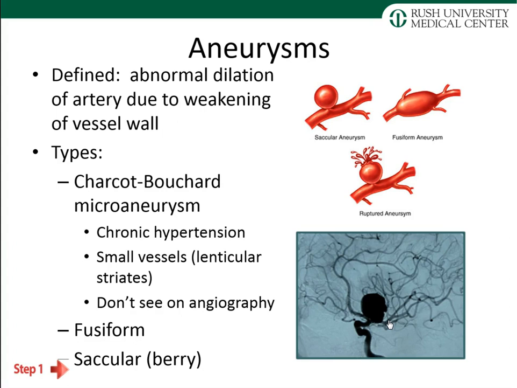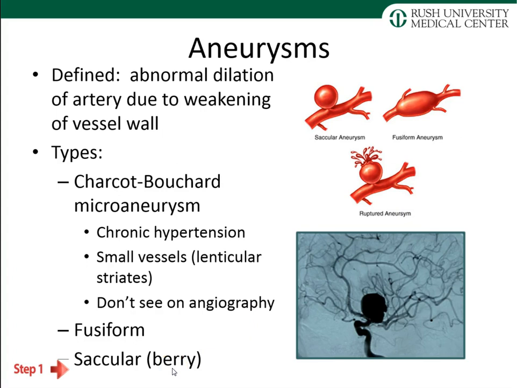So there are 3 types of aneurysms. There are 2 that are likely to be on your STEP exam. The first are the Charcot-Bouchard microaneurysms. And these are seen in patients who have chronic hypertension, and they're found in small vessels. So we'll typically see them in the lenticulostriate vessels and can lead to basal ganglia stroke. We frequently will not see these on angiography because they're so small. They're microaneurysms. The fusiform aneurysms are this appearance up here, and I won't go into much detail with those, although we do treat them differently. And finally, you will see the saccular aneurysms up on the upper right as well.